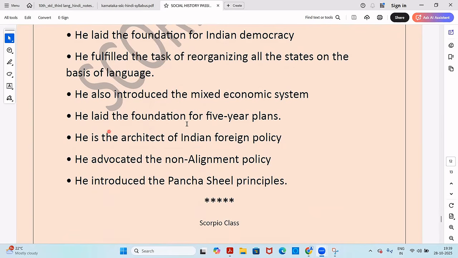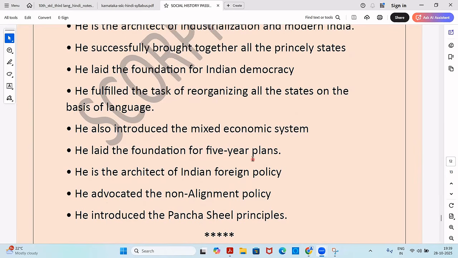He laid the foundation for five-year plans. He is the architect of Indian foreign policy. He advocated the non-alignment policy. He introduced the Panchashila principles. So these were the works of Jawaharlal Nehru as the first Prime Minister of independent India.